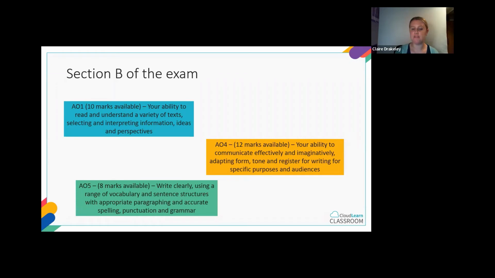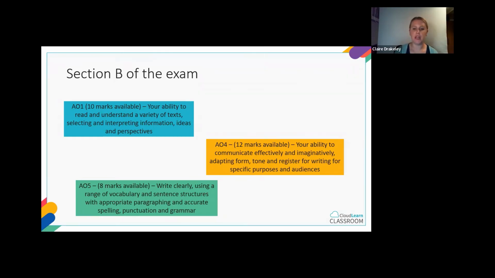And assessment objective 5, which is out of 8 marks. Write clearly using a range of vocabulary and sentence structures with appropriate paragraphing and accurate spelling, grammar and punctuation. Throughout this course, you have been developing your vocabulary, learning how to vary your sentence structure to convey different meanings and enhance your writing, and how to effectively write in concise and linked paragraphs. We've also learned many rules of spelling, punctuation and grammar. This is where this all comes into play, and you will be marked on it here.